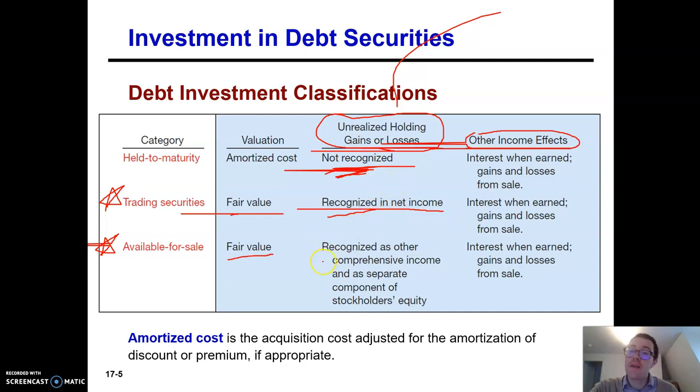Available for sale, on the other hand, we say, wait a second, available for sale, we're not saying that we bought them just to make short-term money off short-term price changes. However, the price did go down or up, so those unrealized gains or losses are recognized as part of other comprehensive income. You guys may remember OCI.